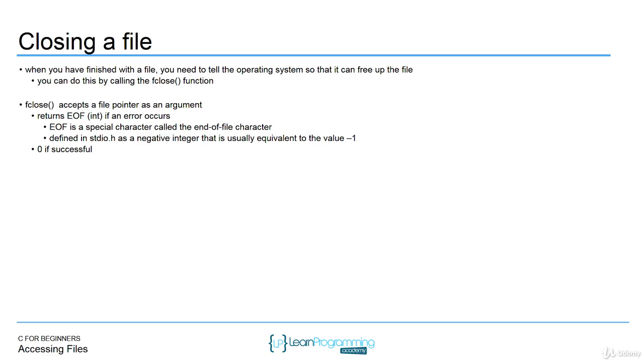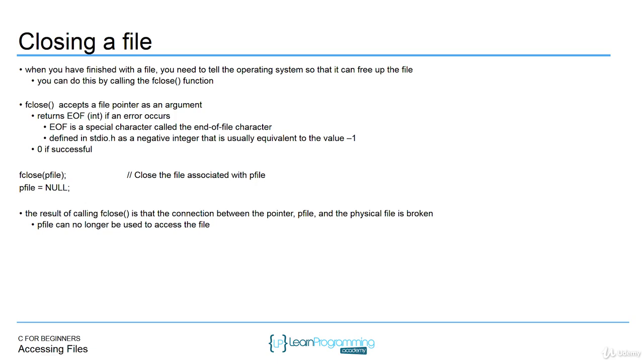It returns an EOF. EOF is an int. It returns EOF if an error occurs. EOF is a special character called the end of file character. It's defined in stdio.h as a negative integer. It's usually equivalent to -1. If fclose was successful, it will return 0. So you can check for EOF for unsuccessful. You just say fclose, pass in the pointer. You can then set the pointer to null.